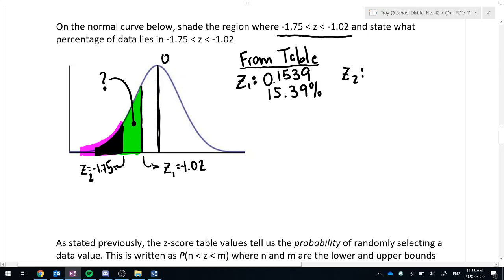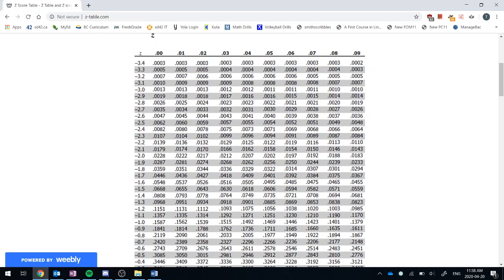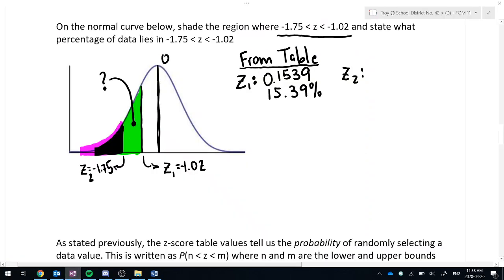Okay, so we're going to look for negative 1.75. So the first two numbers is negative 1.7. That's right here. Third number is 5. That's right here. So I'm going to go down, boom, right there. So it's going to be 0.0401. Which of course is 4.01%.